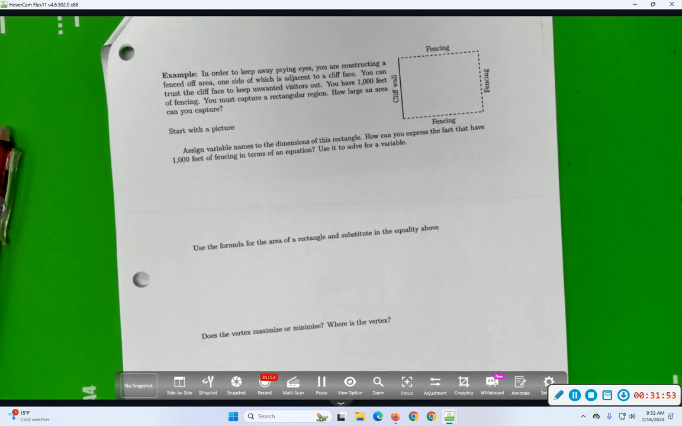So I think maybe this one I want you to make an attempt on. So here's a setup. In order to keep away prying eyes, you have a secret you want to keep. So you're going to build a fenced off area, one side of which is adjacent to a cliff face. So you can trust this cliff face, which is really, really tall, to keep unwanted visitors out. You've secured 1,000 feet of fencing, and you're going to enclose a rectangular region with this 1,000 feet of fencing. The bigger the area is, the more reliably you'll be able to keep your secret, because it'll just be buried somewhere. How much area could you enclose? What's the maximum area you could enclose?